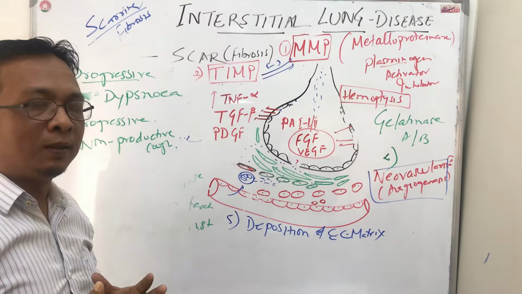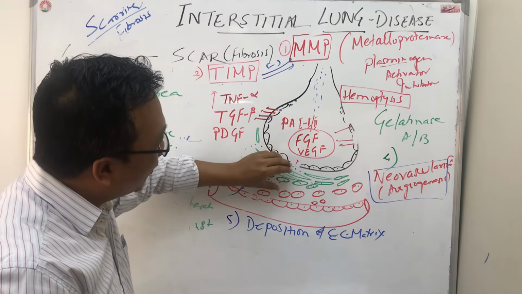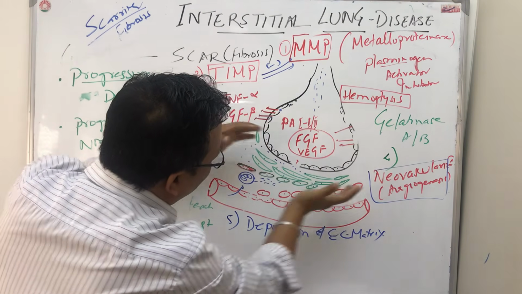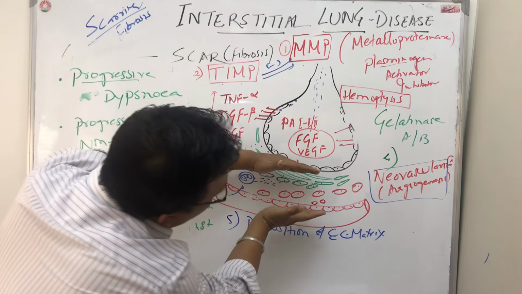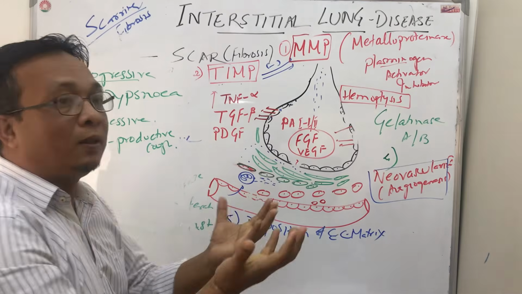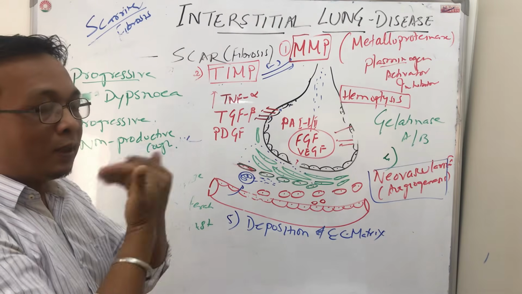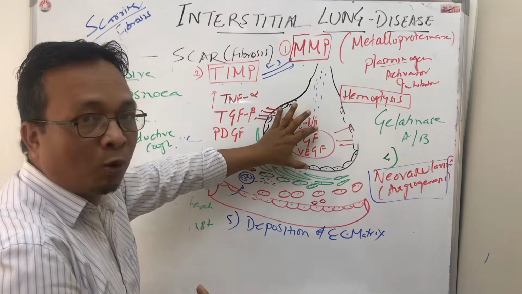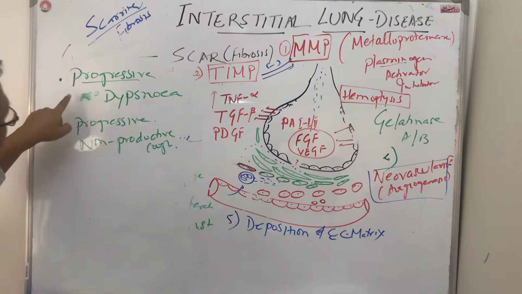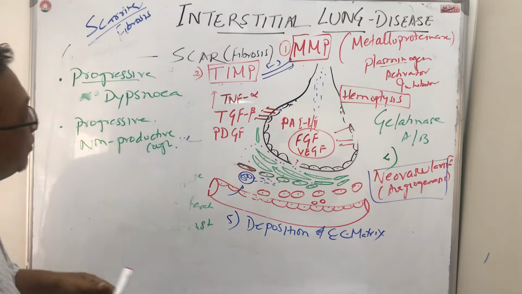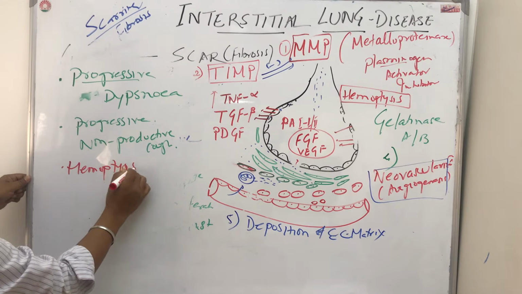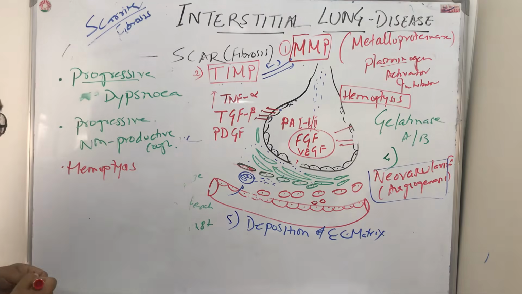Now why is there dyspnea? The fact is that our alveoli need a particular clear space so that during inflation they can inflate and you can take in that space. Now you are restricting that space, so inspiration cannot take place properly. So you cannot take air properly. If you cannot inhale properly because of restriction of the movement of alveoli, then obviously there will be dyspnea. So progressive dyspnea, progressive non-productive cough with hemoptysis. These are the trademarks of interstitial lung disease.